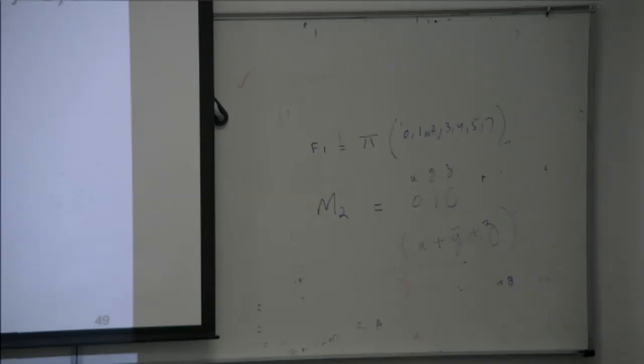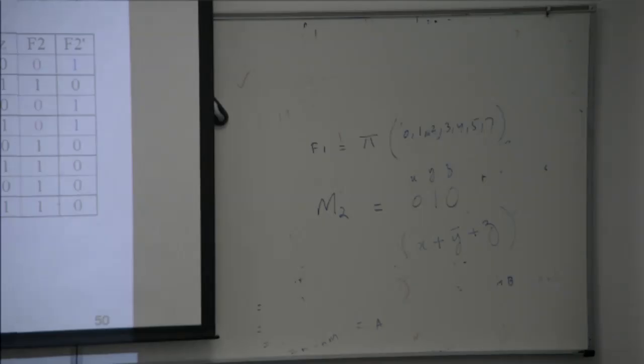F3 is 0, 0, 0, 0. M2 is 0, 1, 0, 1, 1, 0, and then 1, 1, 1, and 1, 1, 1 for the last term: X bar plus Y bar plus Z bar. Got it? Okay. Now there are some interesting observations.